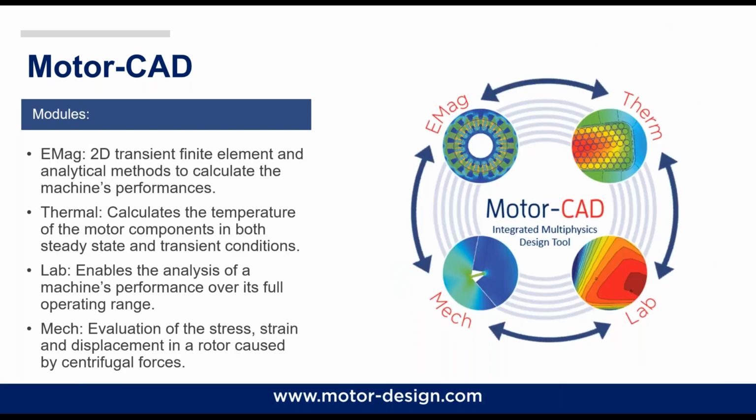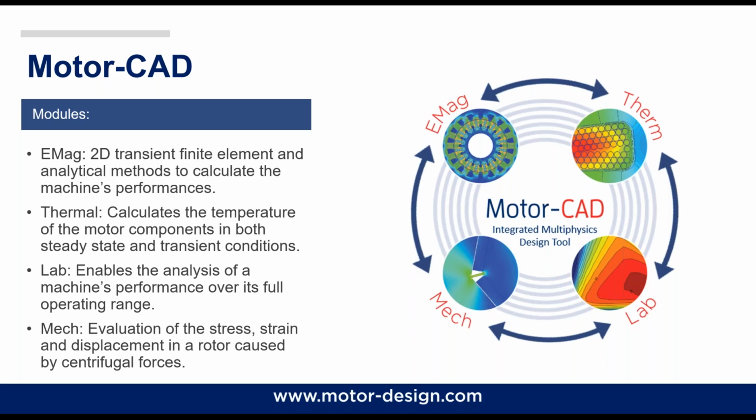MotoCAD has 4 different modules: electromagnetic, thermal, lab, and mechanical. The electromagnetic module combines 2D transient finite element and analytical methods to calculate the machine's characteristics. It computes outputs such as torque, efficiency, power, and torque ripple.